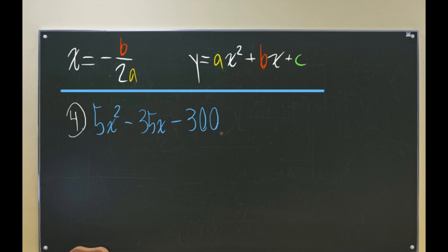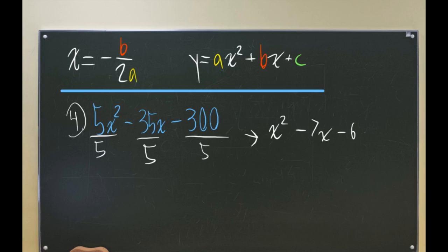All right, so I promise I'm not crazy, but it's just really the same thing. I know we have 300, but if we divide everything by 5, we have a simpler problem. So let's do just that. 5x squared divided by 5 is just x squared. Negative 35x divided by 5 is negative 7x, and negative 300 divided by 5 is negative 60. Okay, so our A is 1, our B is negative 7, and our C is negative 60.